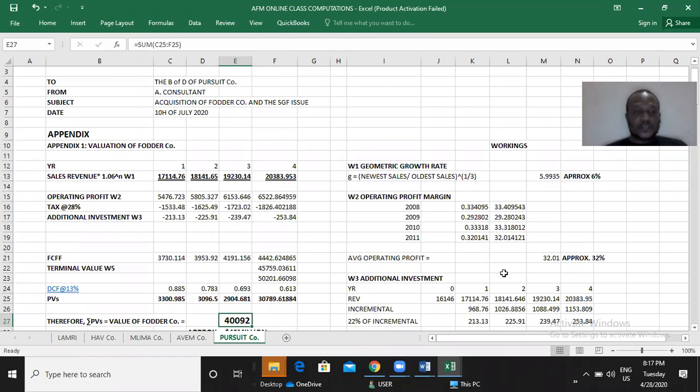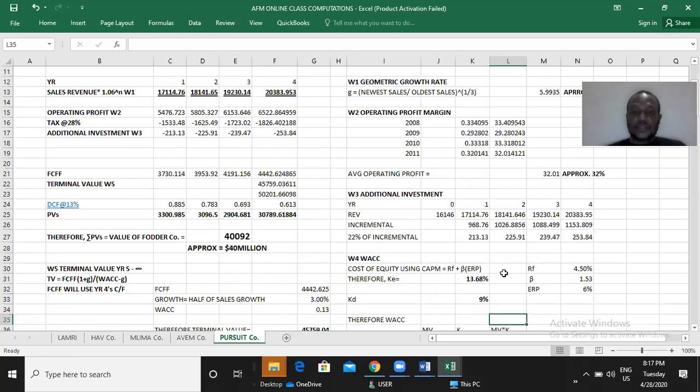Then we charged tax, and then we calculated our additional investment, and we said the additional investment was given using our current sales and then the future sales over a 4-year period, so that we were able to get the incremental sales. And once we had gotten the incremental sales, we said that our additional investment will be 22% of the incremental sales. And so we threw that figure into our pro forma, and then from there, we're able to get our free cash flows.